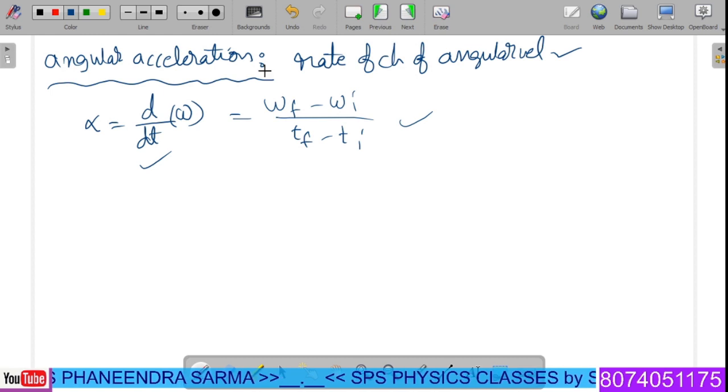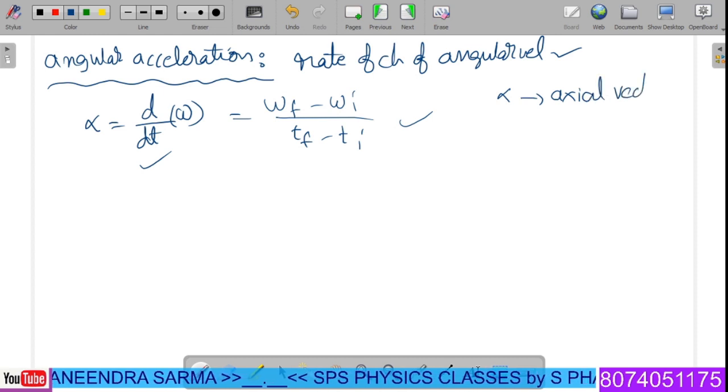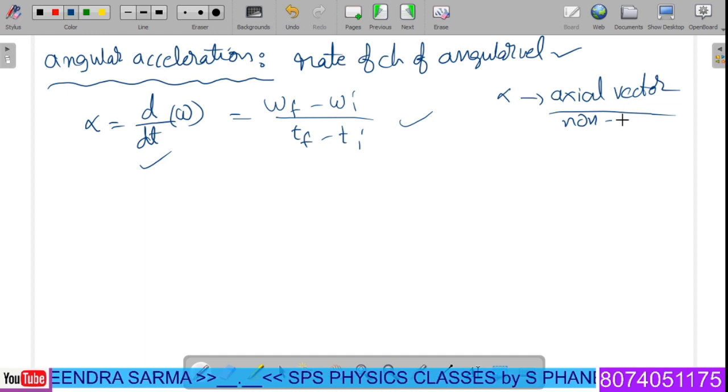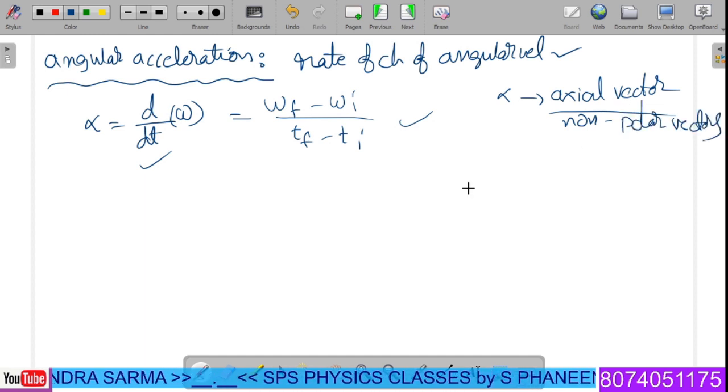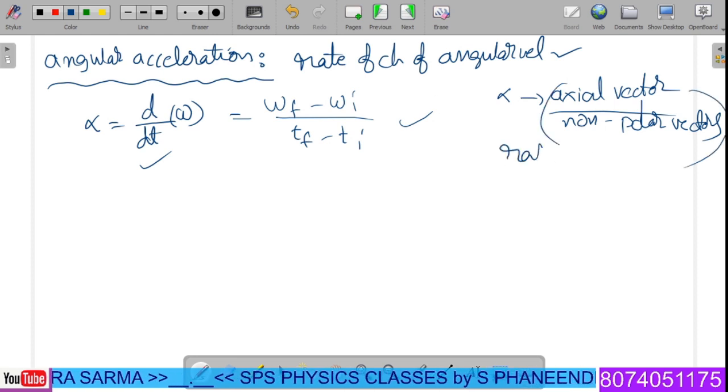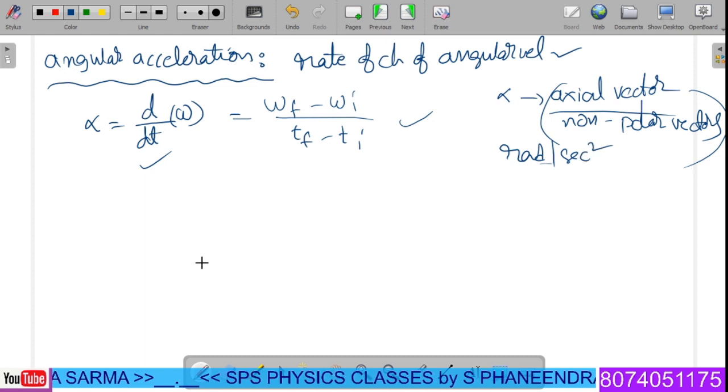The angular acceleration alpha also belongs to the category of axial vectors. Axial vectors are also called what vectors? Non-polar vectors. Anyways, the unit of measurement here is radian per second square.